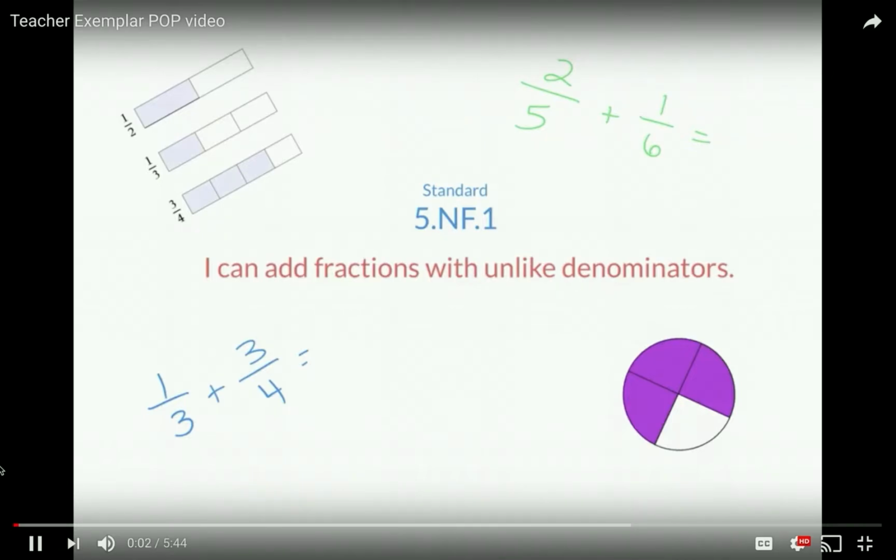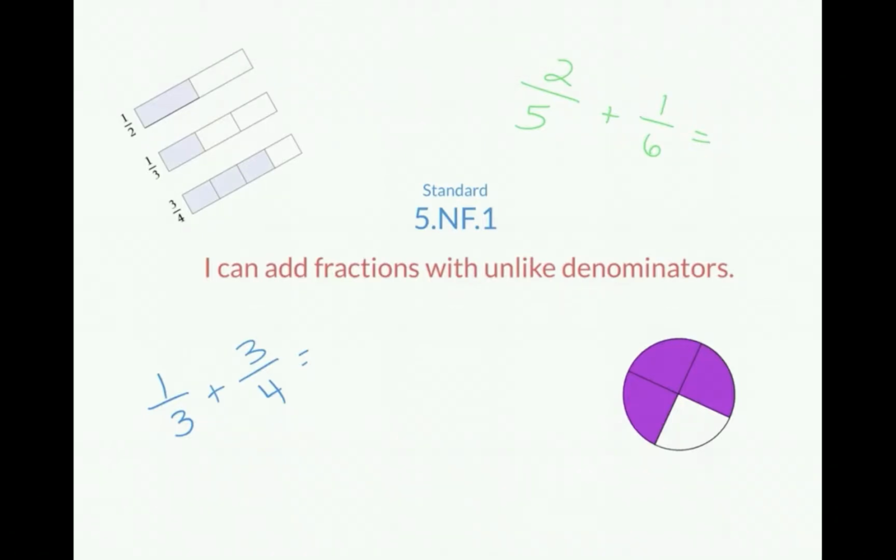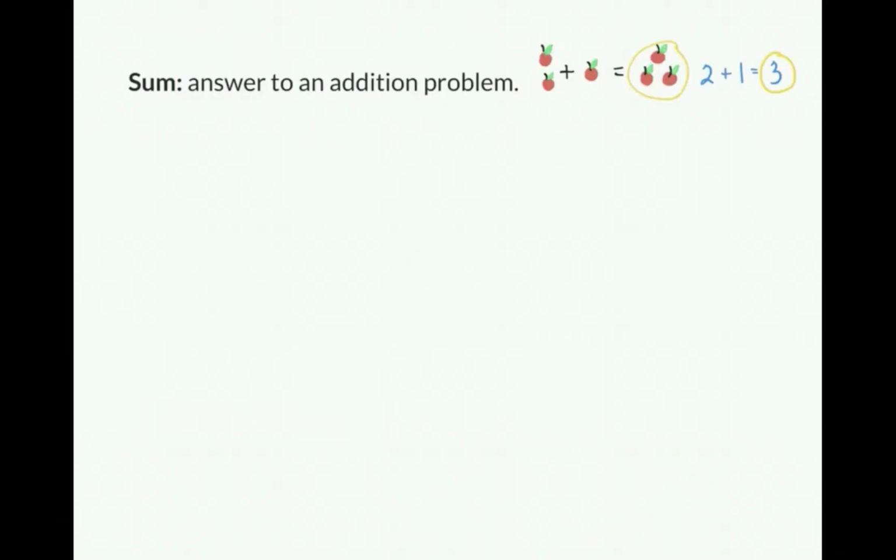I am Miss Corral from Navigator Schools. This is Standard 5 NF1, and in this video you will learn how to add fractions with unlike denominators. You will need to know a few academic vocabulary words to help you understand this standard. The first word is sum. The sum is an answer to an addition problem. So I have 2 apples plus 1 apple equals 3. 2 plus 1 equals 3. 3 is the sum.